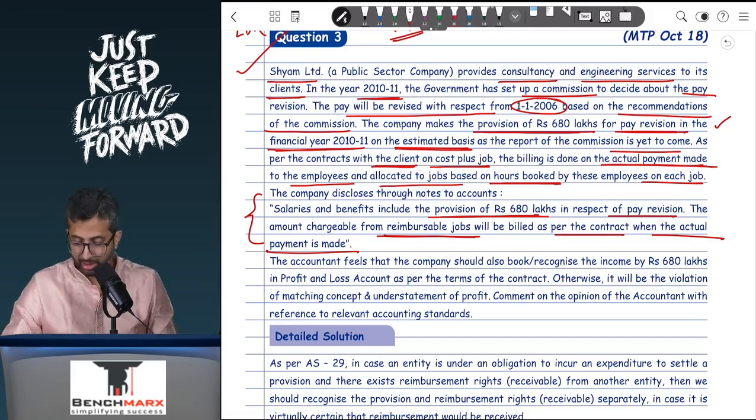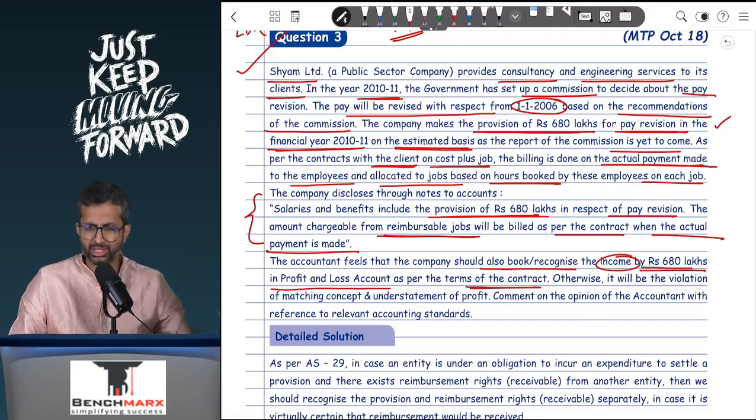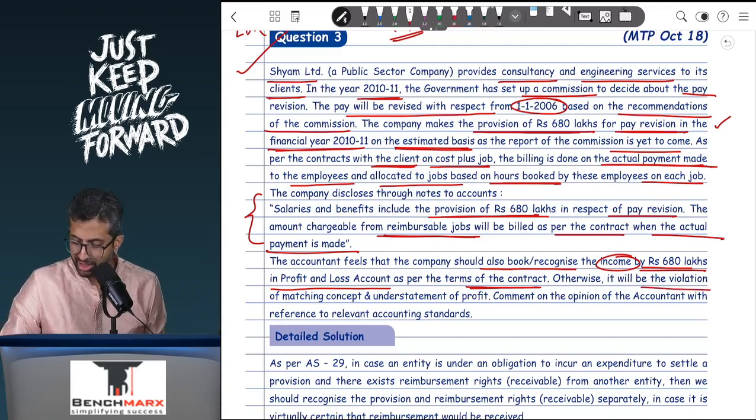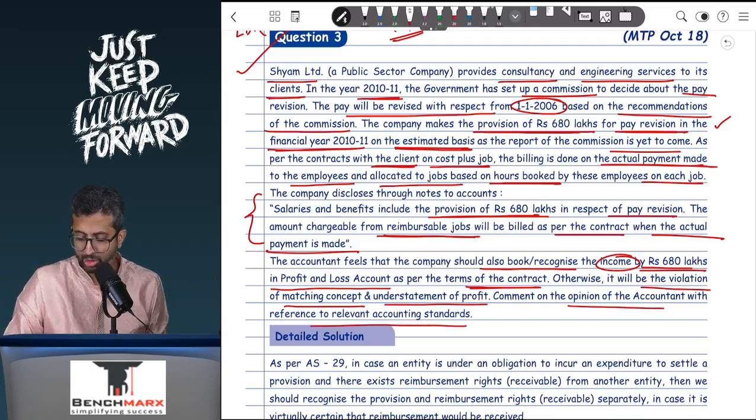Reimbursement can be claimed. So the accountant feels that the company should also book or recognize the income by recording 680 lakhs in the P&L as per the terms of the contract. Now you can't book it as an income per se, but 680 of cost and 680 of income in the P&L net off. Otherwise, it will be a violation of the matching concept and understatement of profit. Comment on the opinion of the accountant in relevance to the relevant accounting standards.